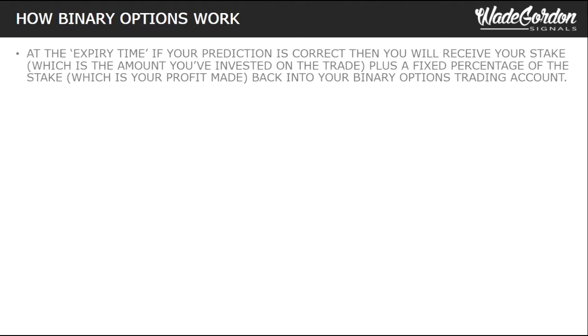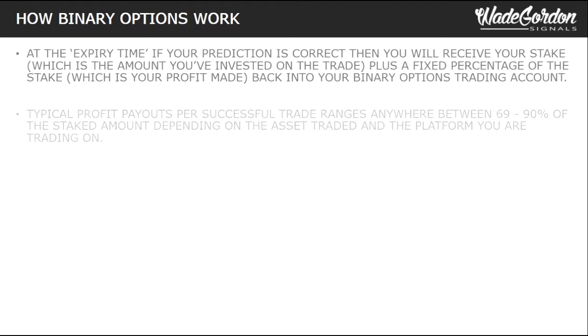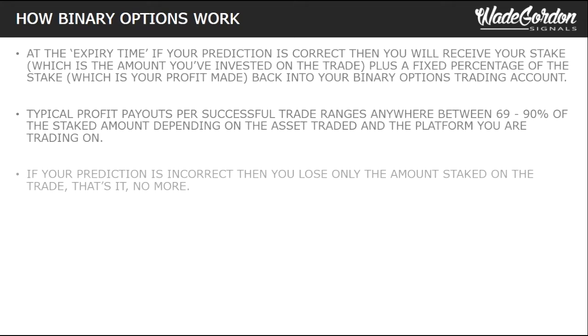So, at the expiry time, if your prediction is correct, then you'll receive your stake, which is the amount you've invested on the trade, plus a fixed percentage of the stake, which is your profit made, back into your binary options trading account. Typical profit payouts per successful trade range anywhere between 69 to 90% of the staked amount, depending on the asset traded and the platform you are trading on. If your prediction is incorrect, then you lose only the amount staked on the trade.